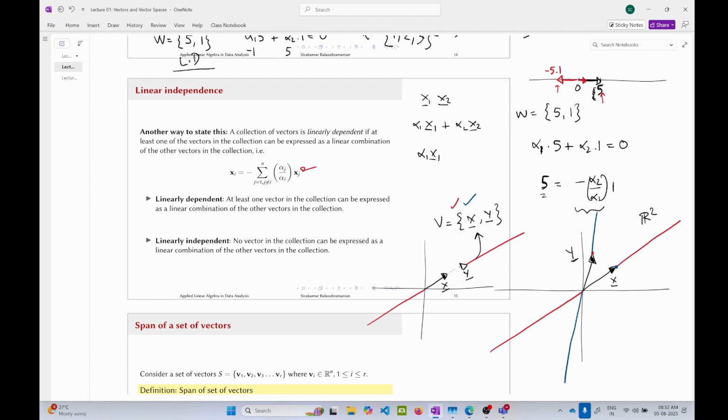Okay? But if the third vector lies in the plane that contains the first two vectors, then that will be a linearly dependent set. Or if any two of the vectors are collinear, then you again have a linearly dependent set. Okay?